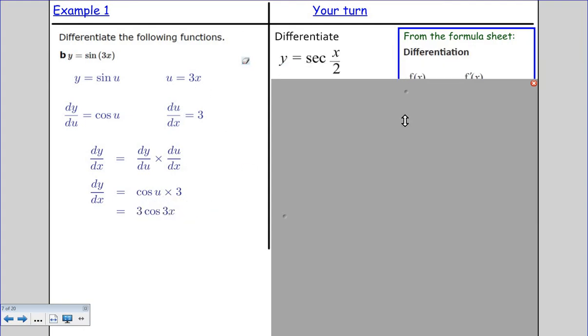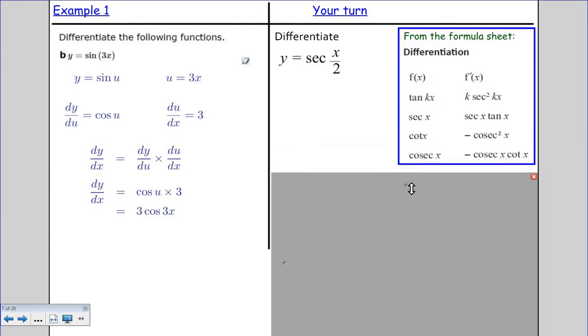Okay, you have a go at this one here. You can use the formula sheet to help, and this is the answer you should get.